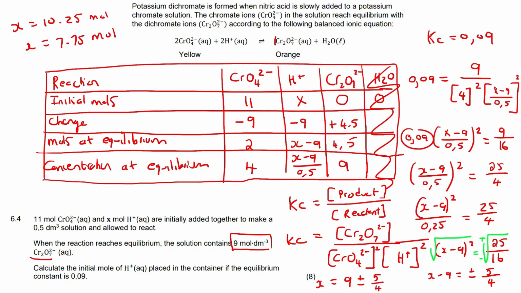Now we just have to think, are both valid? They can't both be valid, because if x is 7.75, you can't change by 9. Imagine you have 7.75 moles; if you say minus 9, that's impossible in the real world, because if you only have 7.75 moles, how can it go down by 9? You'd end up with negative moles. So this one is no solution. So the answer is 10.25 moles.